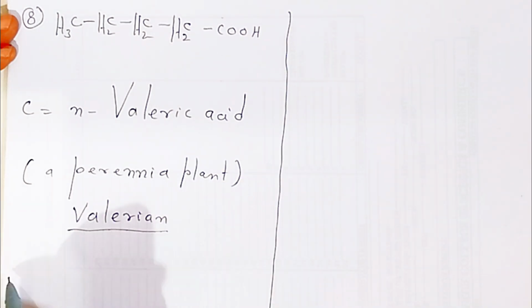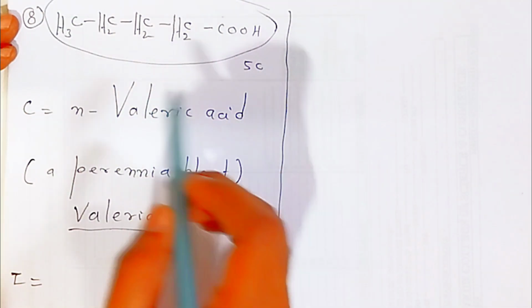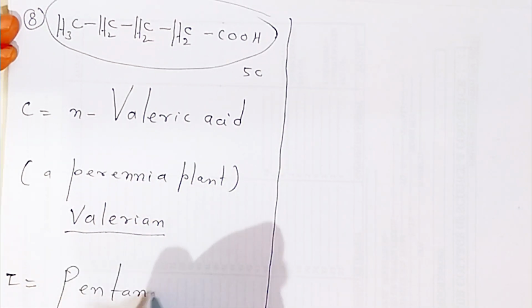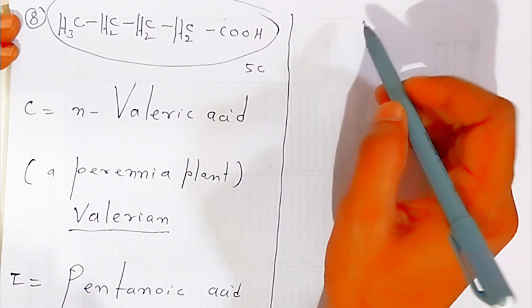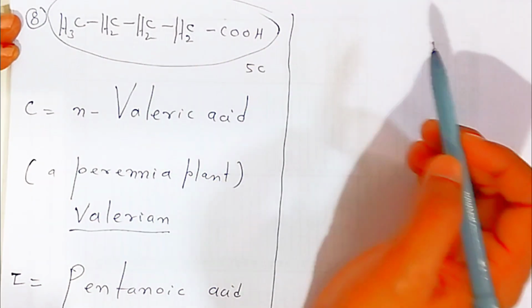Now students, what will be the IUPAC name? For that you have to see the total number of carbon. There are 5 carbon. Since it contains 5 carbon, we call it pentanoic acid. Simple, students. Now the same, if instead of acid it is the aldehyde group, 1 oxygen is less, that is the reduced form.